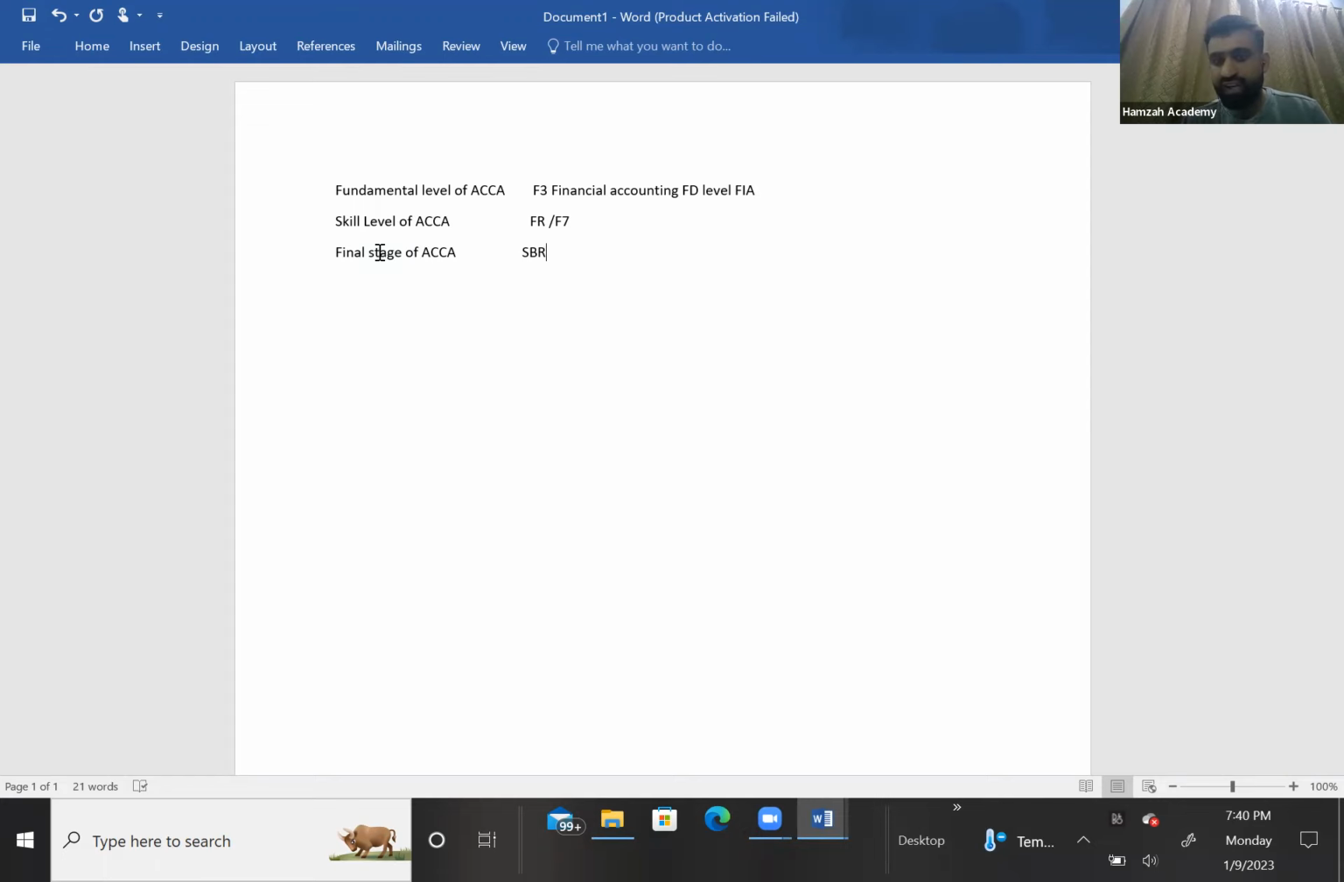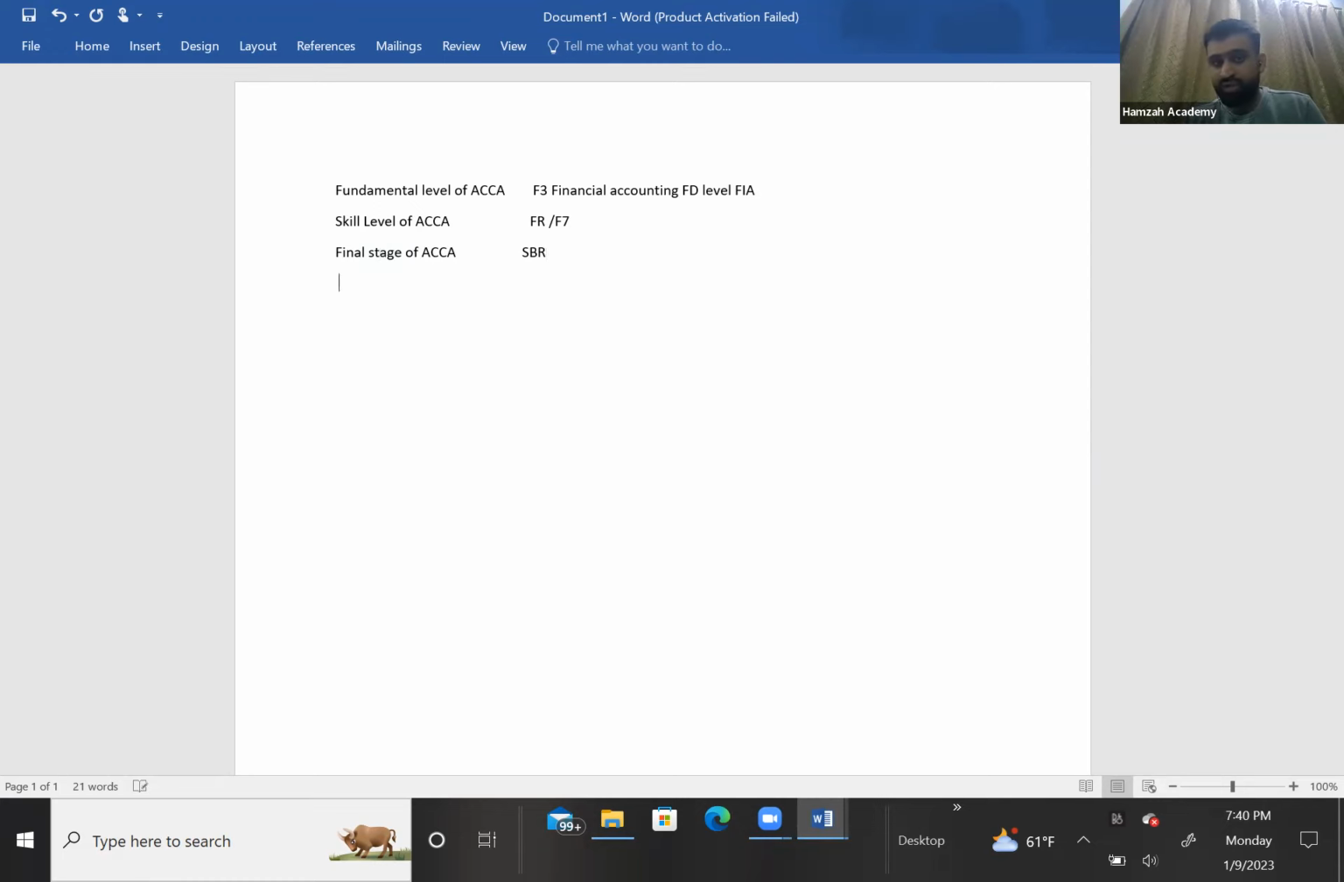After that, you are not going to study any paper of reporting in ACCA. Not only in ACCA, but SBR is considered a full-fledged, final reporting paper at various levels in various accounting bodies, with a different name. But this is the final paper of financial reporting in ACCA. So you can sense the seriousness of this paper, SBR, Strategic Business Reporting.